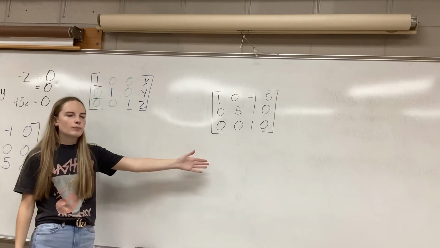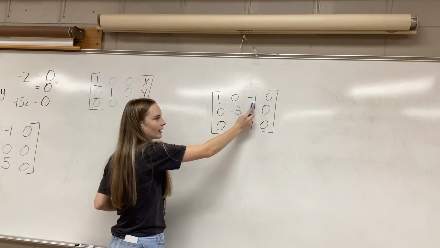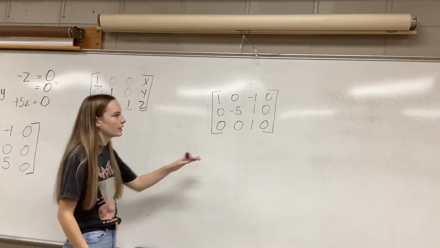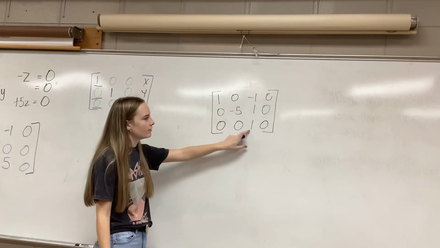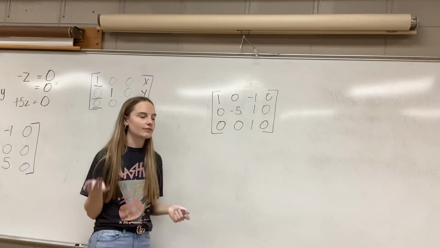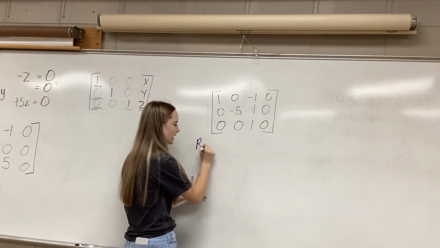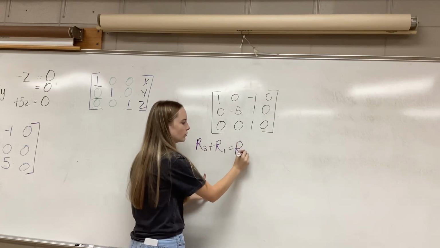So with our new matrix, what we're going to do now is try to get a 0 in this spot right here, because over here it's a 0. How we're going to do that is, if you notice on row 3, we have a 1 here, and if you add 1 to -1, it's going to give you 0. So we're going to take our row 3 and add it to row 1 to equal our new row 1.